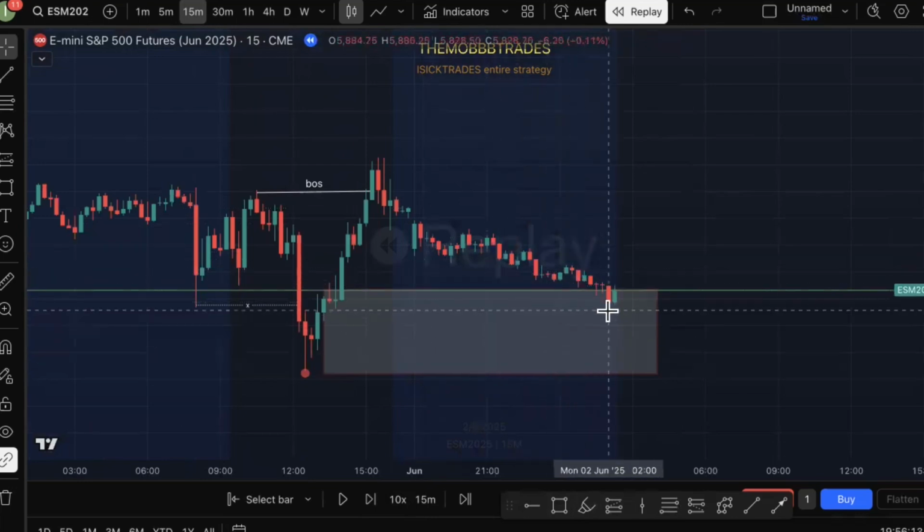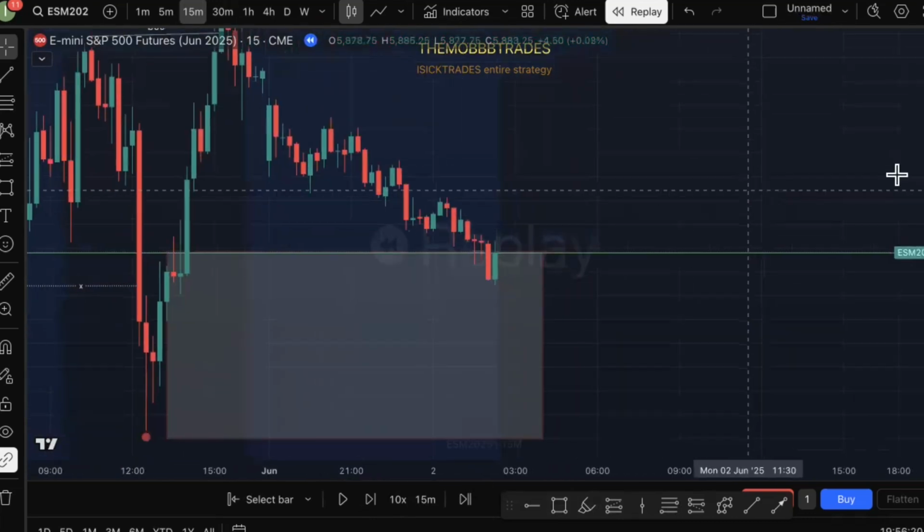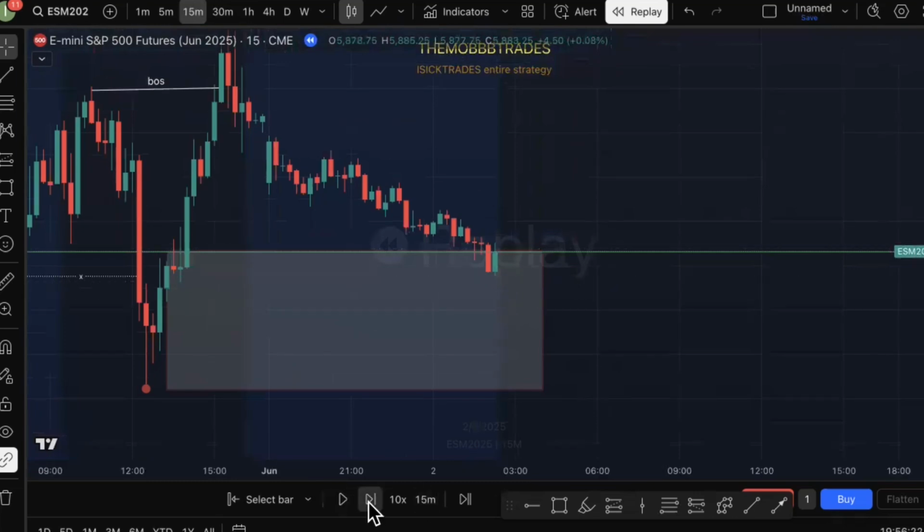So we are in our area, but this is at 2 in the morning. I'm not on the chart at 2 in the morning. So we didn't take any trade at our level that we initially had.